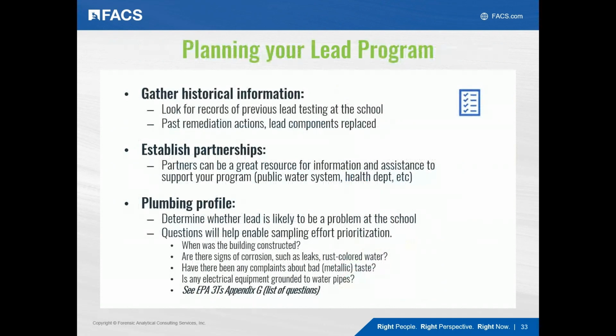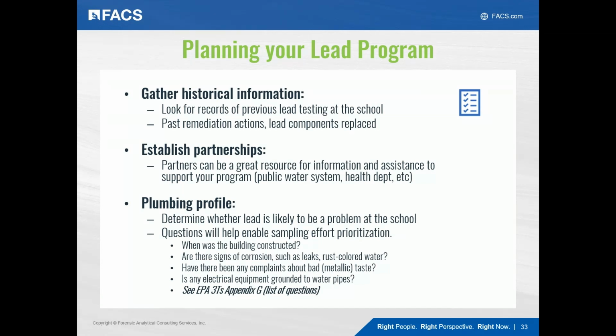Okay, so I'm going to summarize some of the key points in the EPA's guidance. To start, you want to gather any information that's already available. If there's been any testing conducted previously, or information on any plumbing components with lead that have already been replaced, go ahead and gather that information so you have an understanding of what your building is like. Seek out partnerships. Reach out to your public water system or your local health department. They may have resources to help you, so you're not alone. There are a lot of resources already out there.